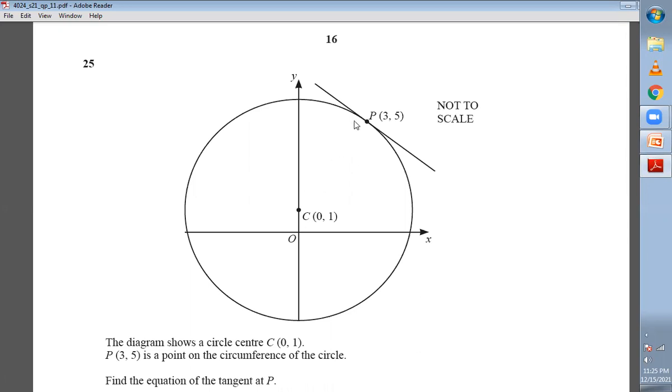So first of all, I know that CP will be the radius at the point of tangency. And you know that the radius at the point of tangency and the tangent are perpendicular to each other. So I can find the gradient of CP. The gradient of the tangent will be the negative reciprocal of the gradient of CP. And I know the point through which the tangent is passing. Once I know the gradient of the tangent, I can find the equation of the tangent.